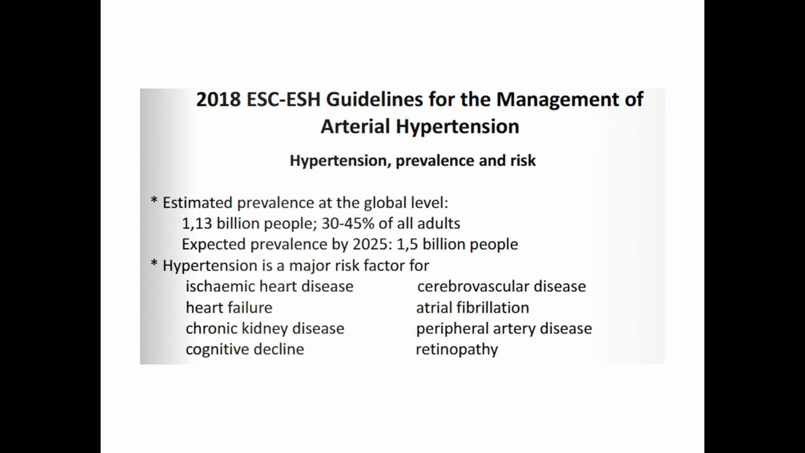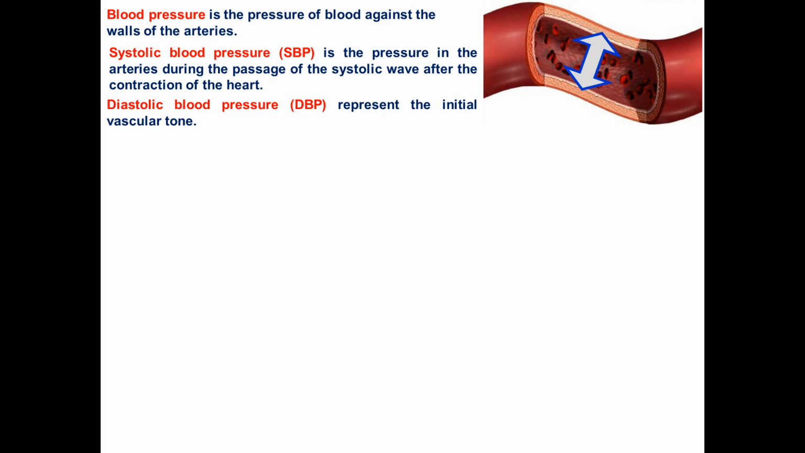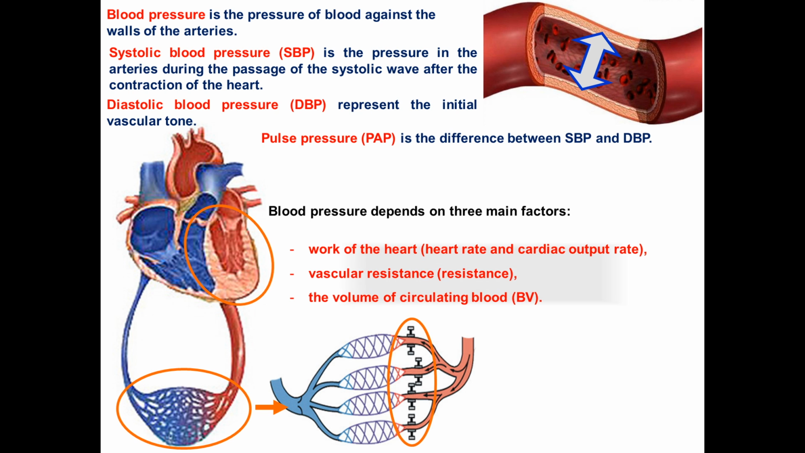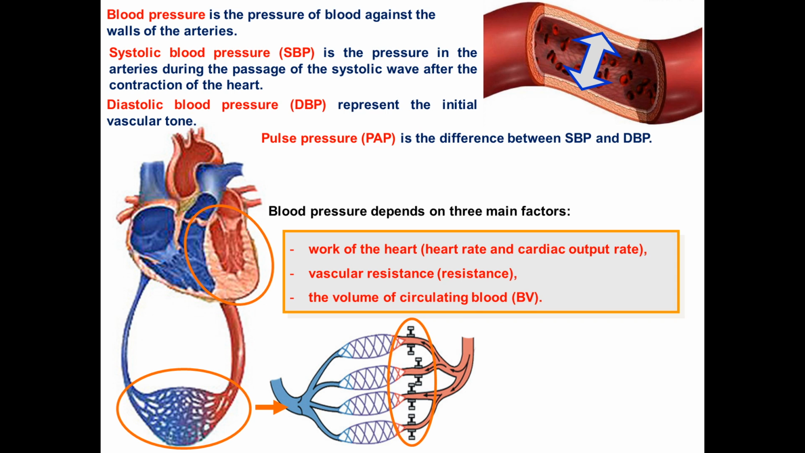Today we are talking about arterial hypertension and hypotension syndromes. About 30 to 45% of all adults suffer from arterial hypertension. This is 1.13 billion people. Expected prevalence by 2025 is 1.5 billion people. This condition is a major risk factor for ischemic heart disease, heart failure, cerebrovascular disorders, and peripheral artery diseases.